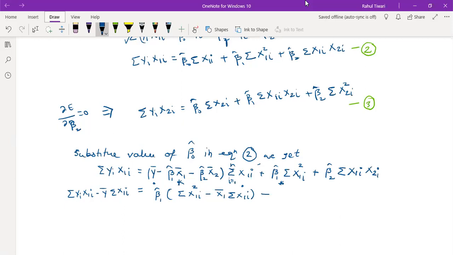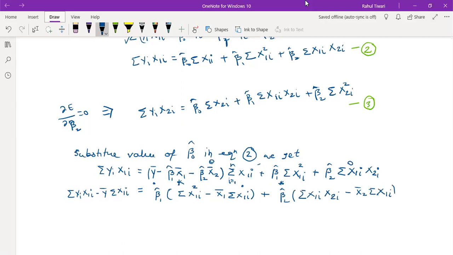Plus, now take the beta 2 term. It is going to be beta 2, again it is in minus, so I will take the first positive term. So it is summation x1i x2i minus x2 bar summation x1i.